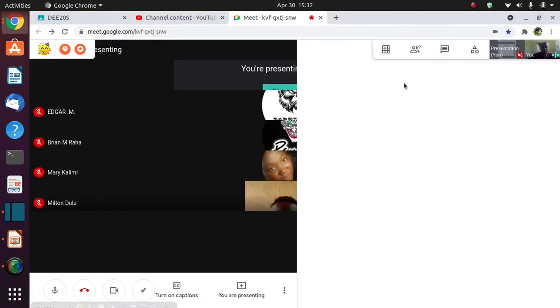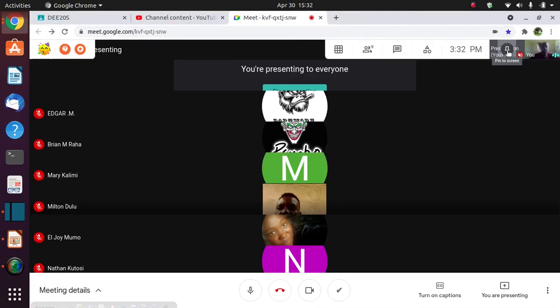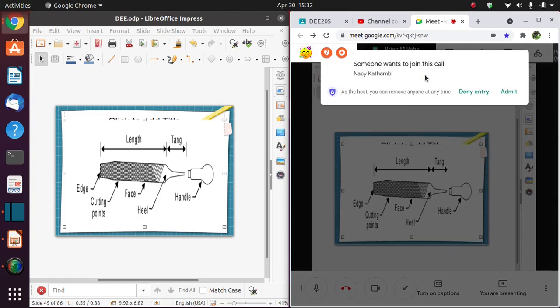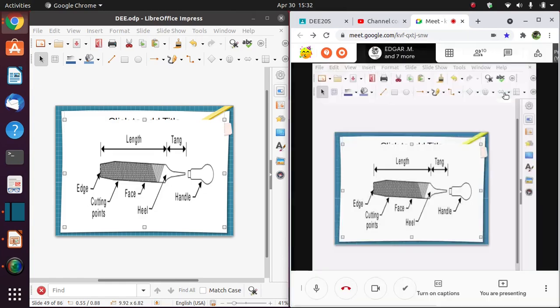Now we have the handle. Sana the handle is usually mbao, wooden handle. Yeah? The tongue is that tapered. Tapered ni kumaanisha imeishia at an angle. Yeah? It is tapered to the end, and that is the part ambayo tunaingiza katika handle.